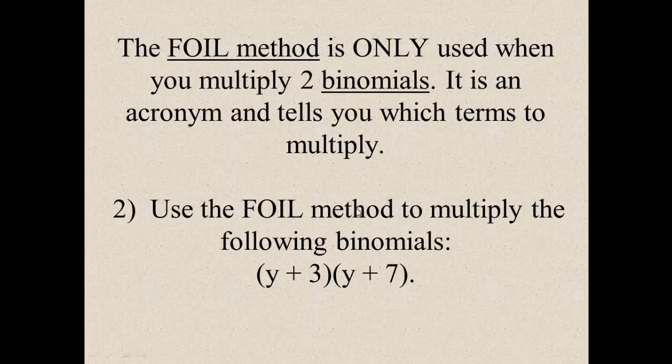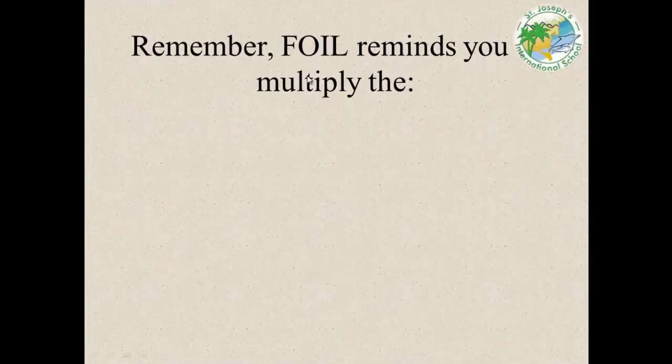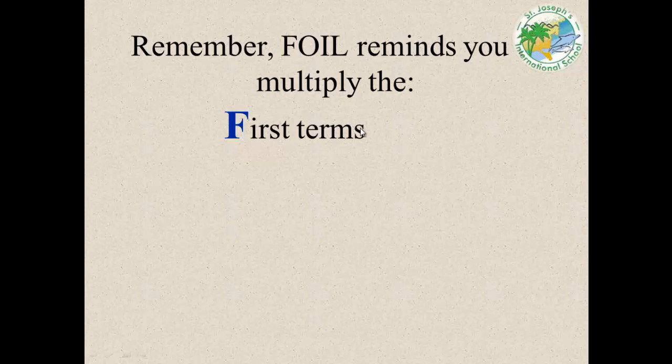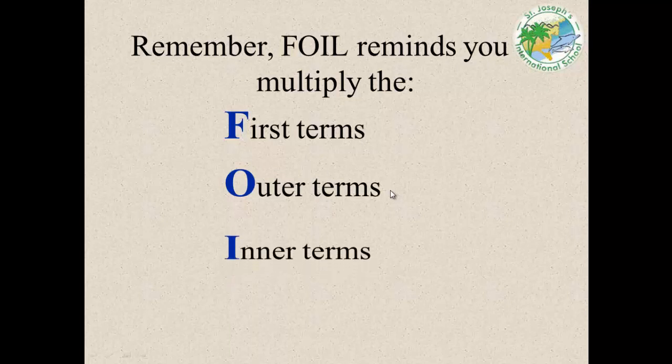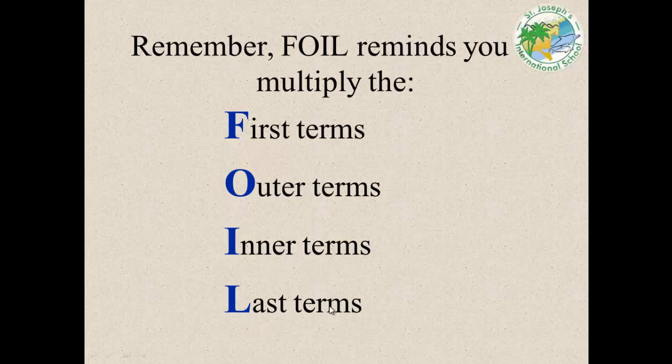Use the FOIL method to multiply the following binomials, for example, y plus 3 multiply y plus 7. Two binomials. Remember, FOIL means you multiply them. F means first terms, multiply first terms. O, multiply the outer terms. I, multiply inner terms. L, multiply last terms. Remember, F first terms, O outer terms, I inner terms, L last terms.